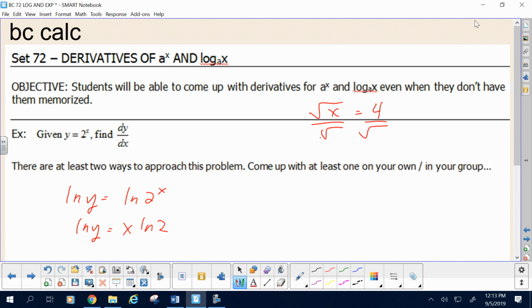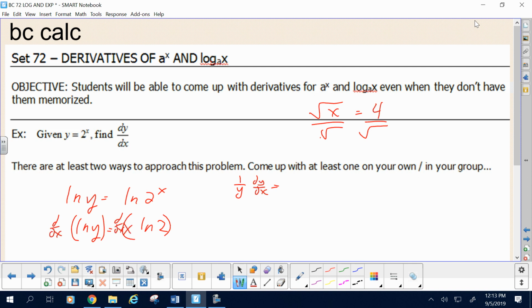What else can you do? Good luck. You want to take the derivative, so take the derivative implicitly. I take the derivative with respect to x of both sides. Then what's the derivative with respect to x of natural log of what? 1 over y dy dx. And the derivative with respect to x of x natural log of 2.